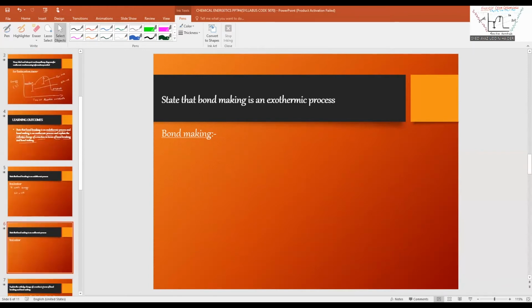In case of bond making, the energy is released. Energy is released. So delta H will be negative here.